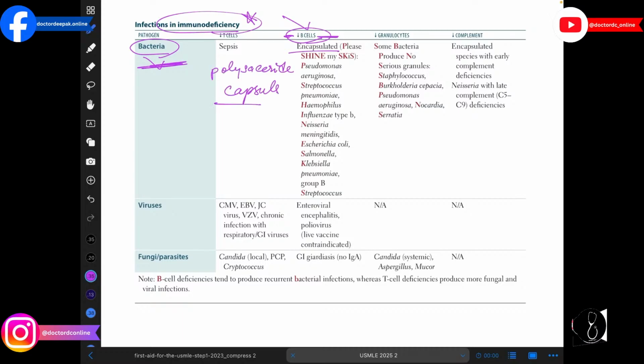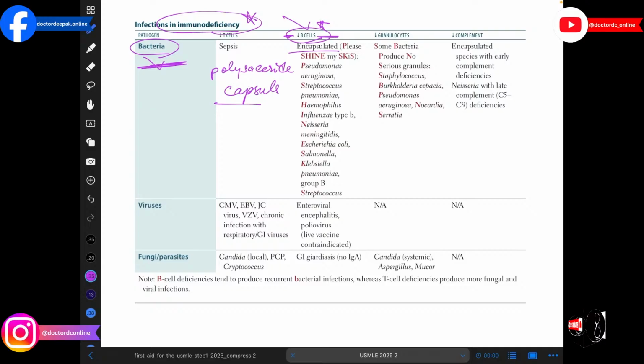This capsule acts as a protective layer, making them more resistant to the host immune system, specifically phagocytosis, engulfment by immune cells like macrophages. And this capsule sometimes acts as a virulence factor, meaning it increases the bacteria's ability to cause disease. And the B cell is the more dominant cell that fights against bacterial infection.